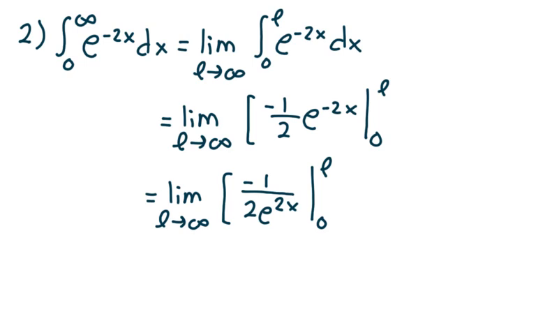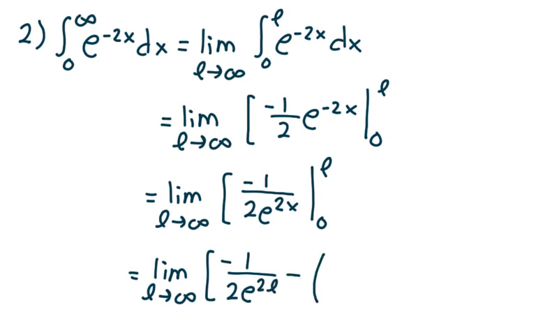When I replace x with L, I get the following. So let's write down this next line. We get the limit as L goes to infinity of negative 1 over 2e to the 2L minus, and then when I replace x with 0, e to the 0 is 1. And so I'm left with negative 1/2, like this.